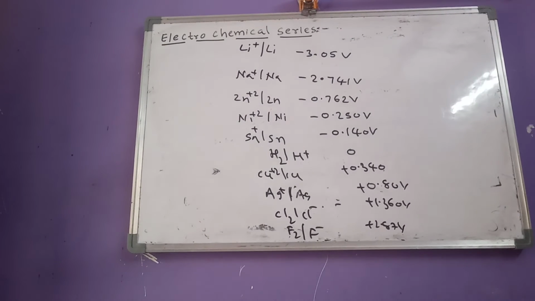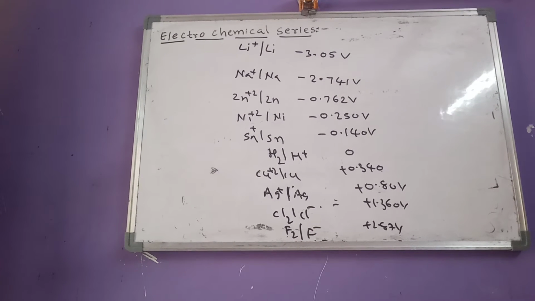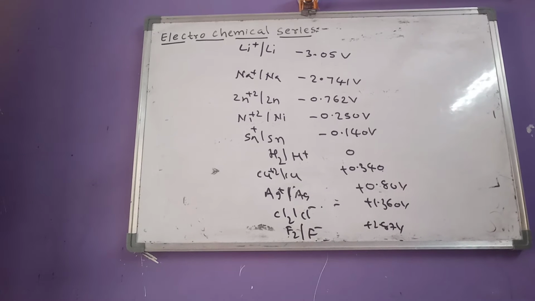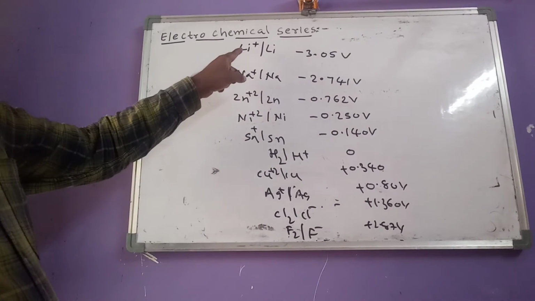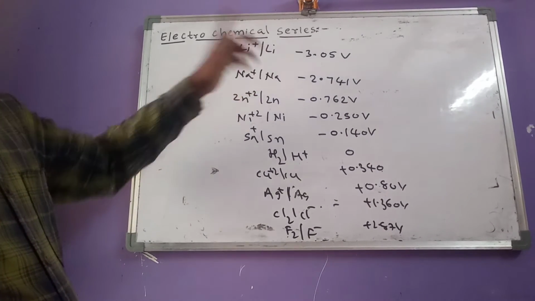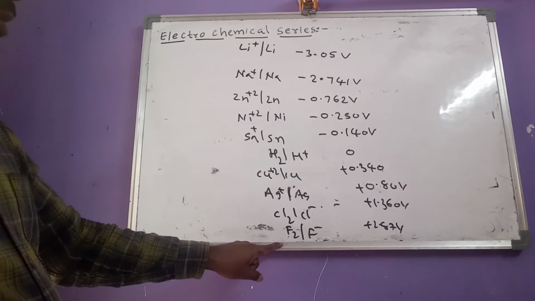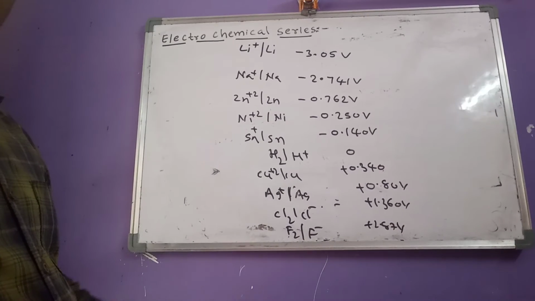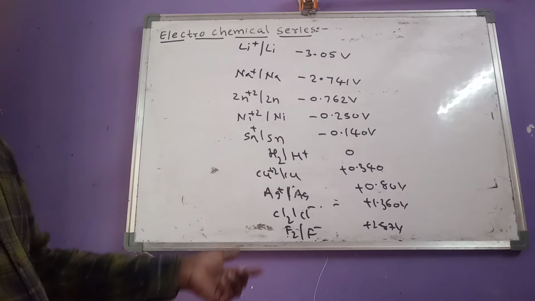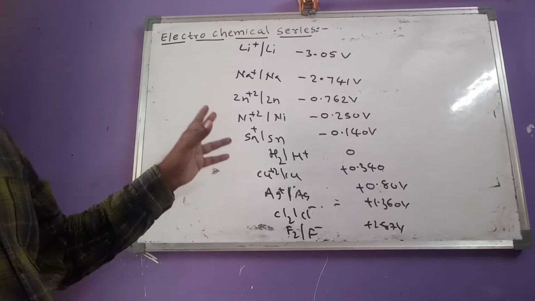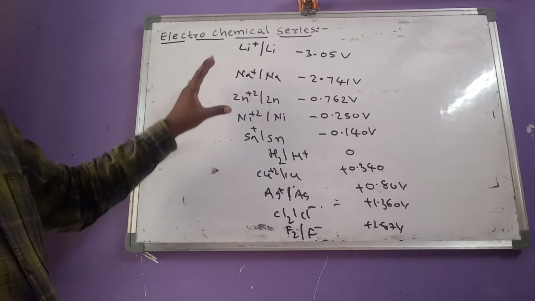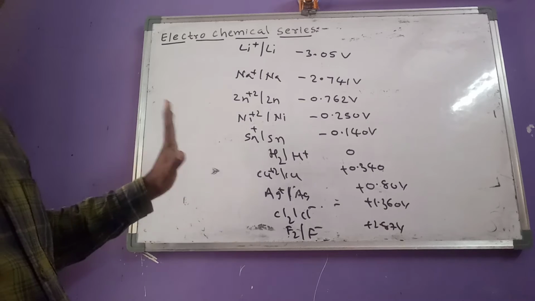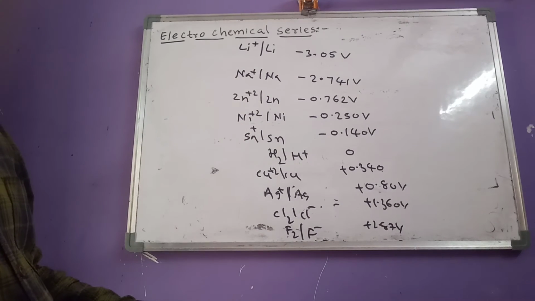Okay, first let us see which is present at the top and at the bottom. Okay, now in this series, top position is occupied by which electrode? Lithium electrode. And bottom position is occupied by fluorine electrode. So this is the increasing order of standard reduction potentials of different electrodes. Of course, some of those electrodes we have not given here. Some important electrodes I have given.